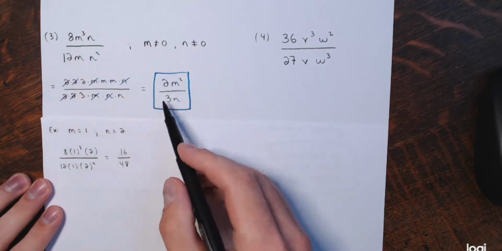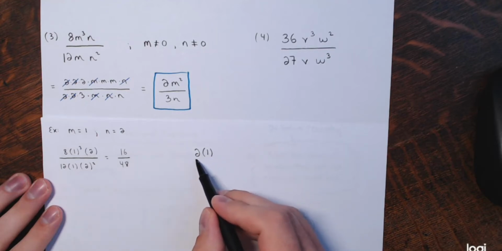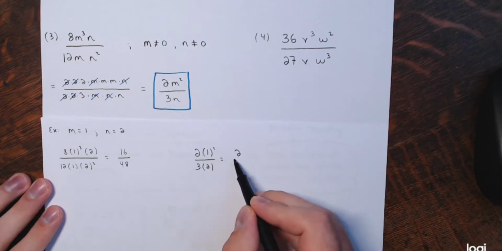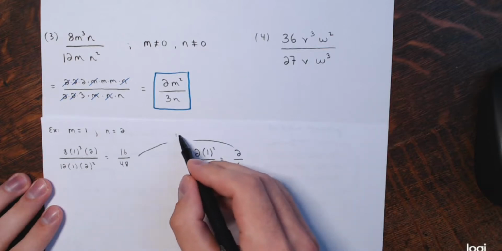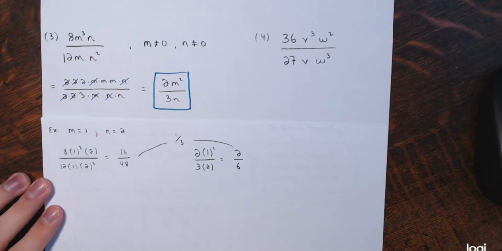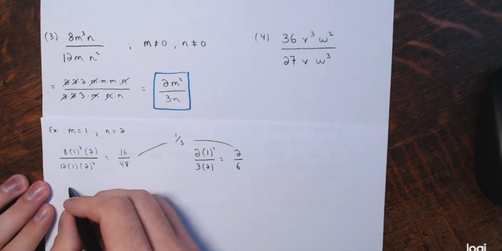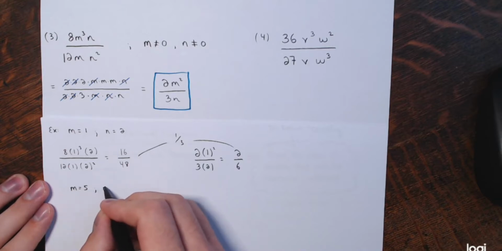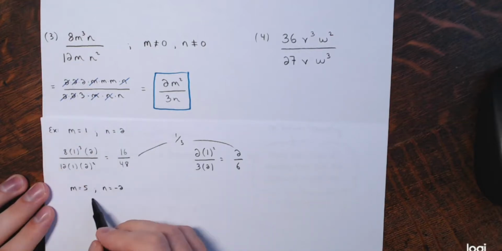Then you go to the simplified one. We have 2 times m squared, right? So 2 times 1 squared divided by 3 times n, 3 times 2. And you're seeing I'm getting 2 in the numerator, 6 in the denominator, and both of these are the same value. They're both 1/3, aren't they? They are the same. And go ahead and do it with other values, when m is 5, and if n were -2, whatever. These should have the same value.